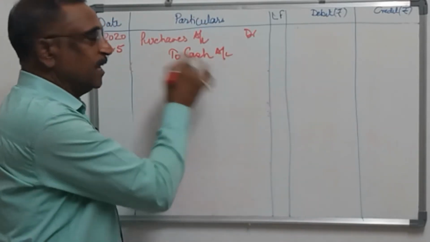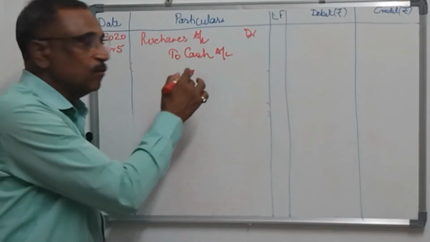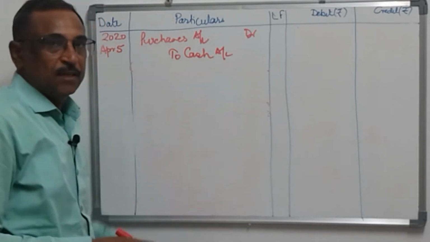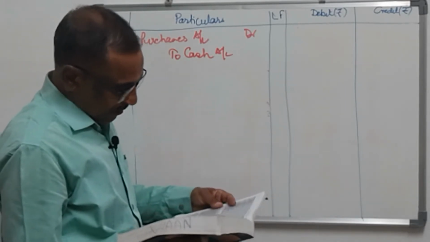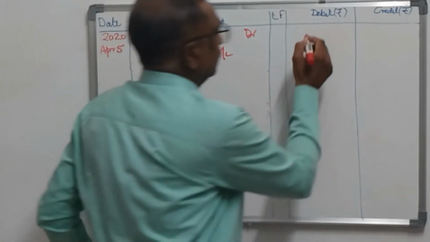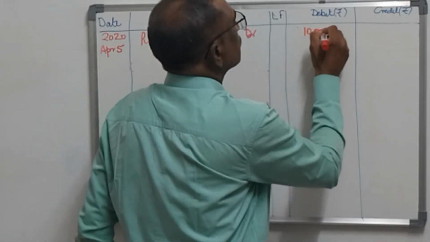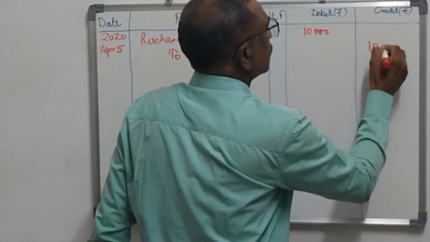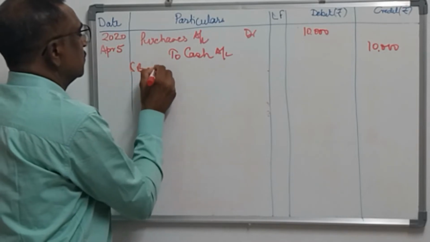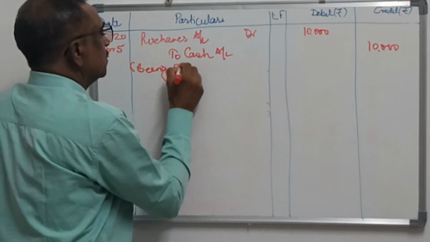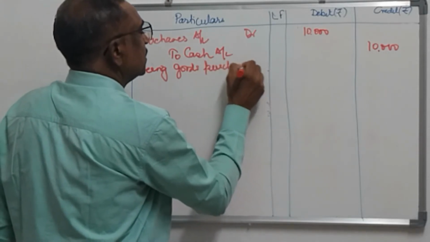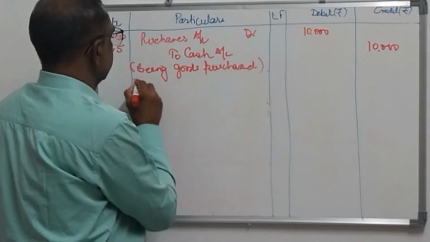So what goes out? Real account. We have to apply the rule of real account for cash. What goes out? And the amount is purchase goods in cash 10,000. We will write 10,000. Being goods purchased.